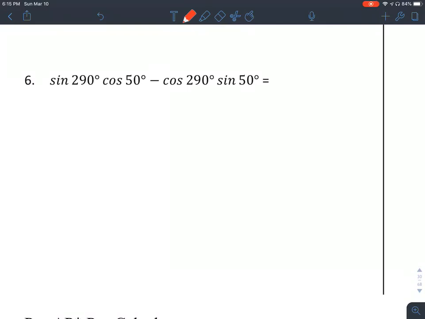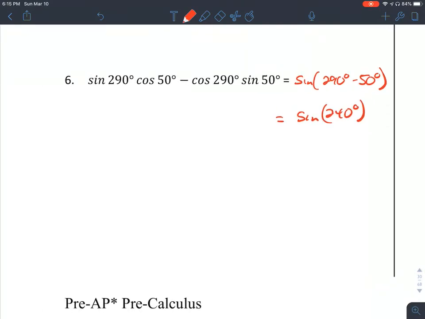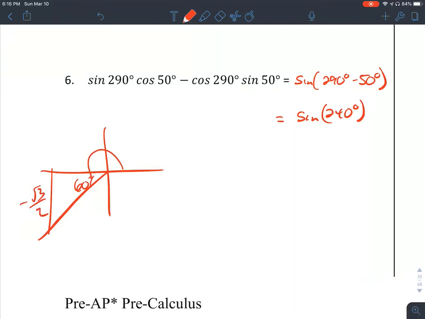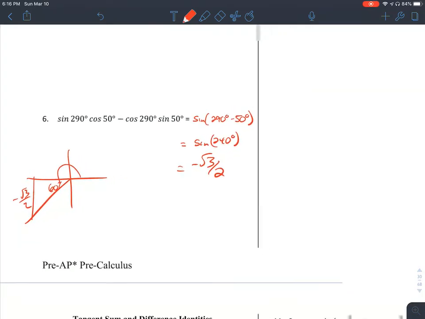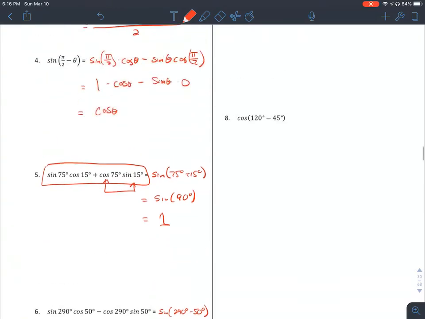Let's see, this one here, this is the same as sine of 290 minus 50. That's sine of 240. Now, what is sine of 240? That makes a reference angle here of 60. That makes this negative square root of 3 over 2. That's a negative square root of 3 over 2. Pretty awesome if you ask me, and I realize you never asked me.